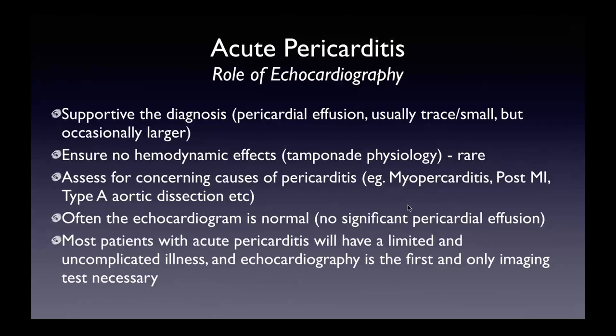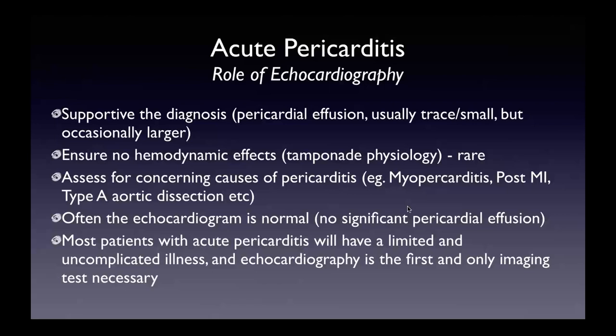And the role of echocardiography in patients with acute pericarditis is to support the diagnosis, with one of the diagnostic criteria being a trace or a small pericardial effusion. But sometimes it can actually be larger, and it can be hemodynamically significant as well. Having said that, many of the cases that we scan for acute pericarditis tend to have no pericardial effusion, or if they do, it's in the realm of a physiologic pericardial effusion that is usually there anyways.